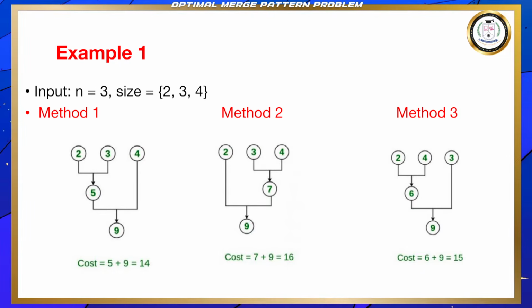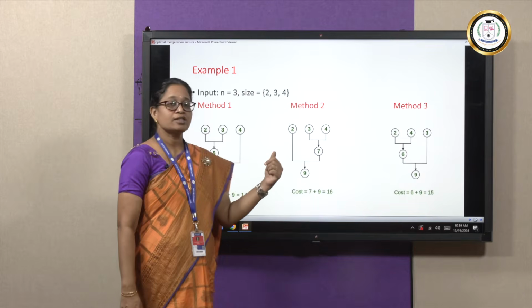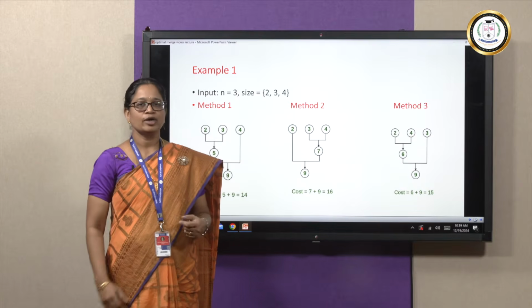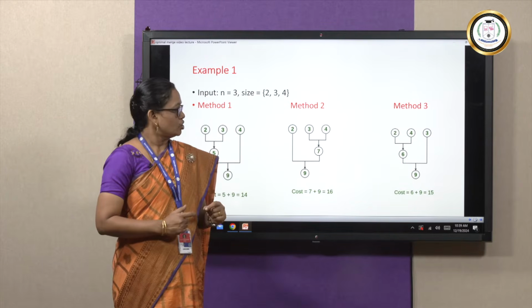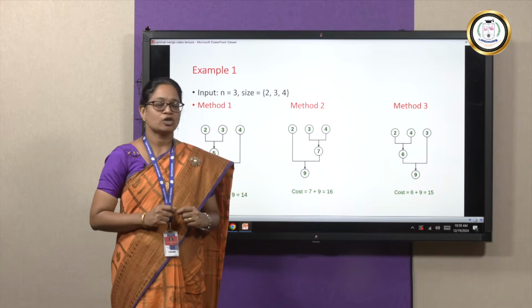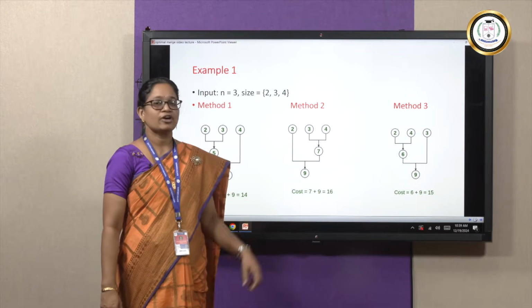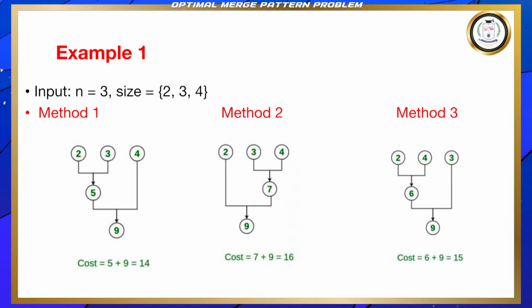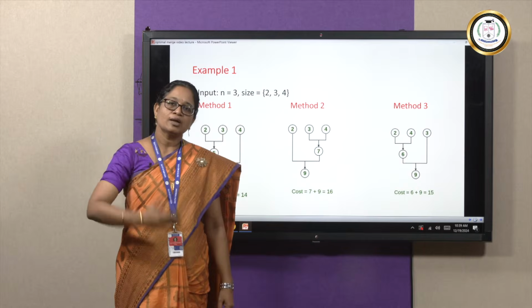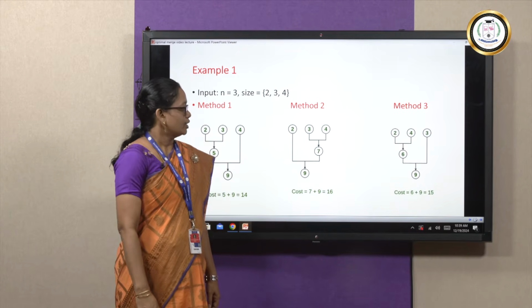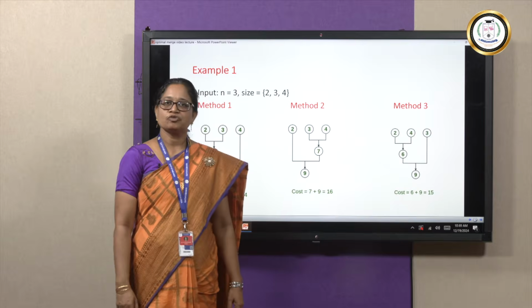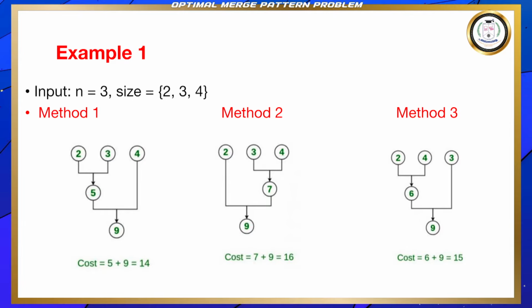There is also another method of solving this problem. We'll also discuss that method. Here we are taking the first file and the third file and merging these two files. The number of comparisons is 6, that is 2 plus 4. Now this resultant file is combined with the second file, which is of size 3, so 6 plus 3 will be equal to 9. Now you add the total number of comparisons, that is 6 plus 9, which is equal to 15.